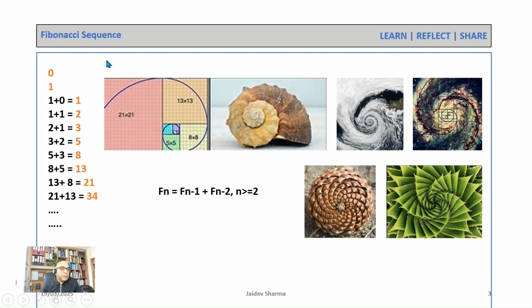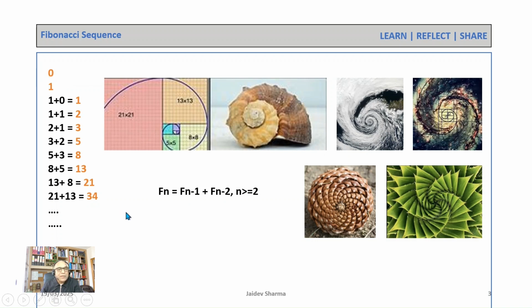So this sequence is effectively obtained by adding two consecutive numbers, starting with 0 and 1, to get the next number, and so on. In a mathematical notation, it can be represented by Fn = Fn-1 + Fn-2. Basically, it says in order to get a number, you add the previous two numbers. The condition here is n is greater than or equal to 2 because the first numbers are 0 and 1. That's where you start.